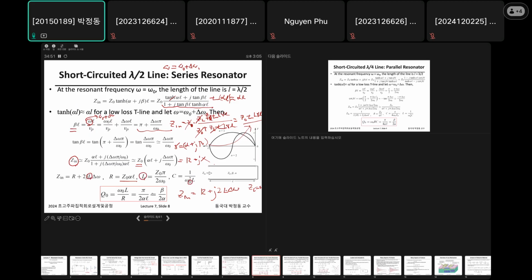Therefore, since this is a series resonance circuit, which repeats like this over the frequency, the quality factor Q is omega L divided by R, and if you put this R and this L over here, then Q is just beta divided by 2 alpha. Okay, you have this quality factor. This is also very intuitive. I will show later.